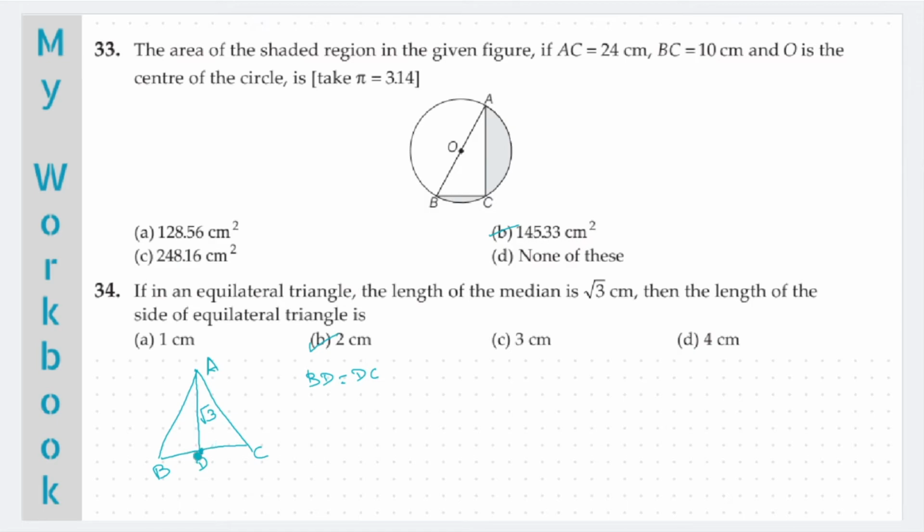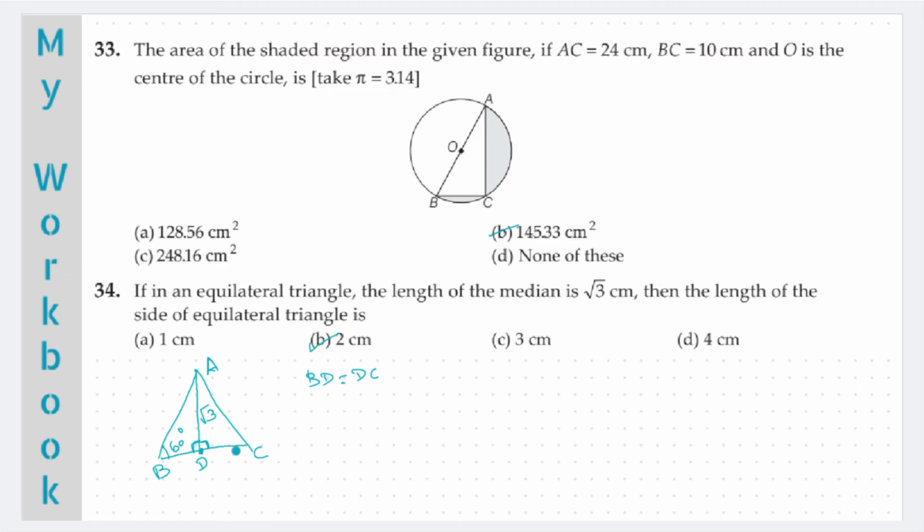We need to find the side of the equilateral triangle. In an equilateral triangle, the median will also be the perpendicular. So we can mark this angle as 90 degrees, and this will also be 90 degrees. Also, we know that in an equilateral triangle, each angle will be 60 degrees. So we can say B is 60 degrees. So we have a right angle triangle.